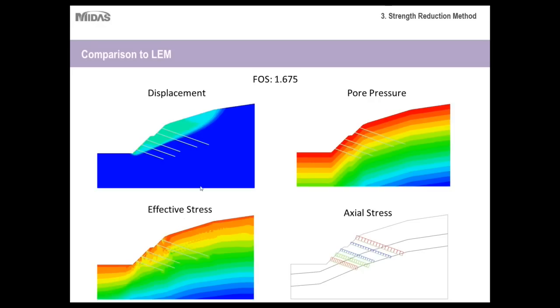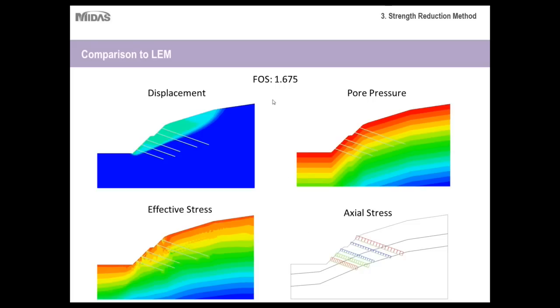The effective stresses, so it takes into account the pore water pressure. Once again, it's highest just along this top ridge of the slope here. And then also the axial stresses of these tiebacks here. So once again, that's another key advantage of the strength reduction method, is that you can design for any sort of structural supports in your slope. So that's just the main thing to keep in mind.